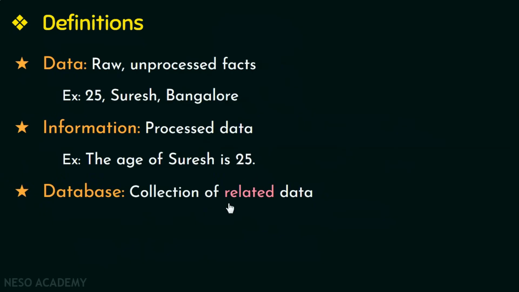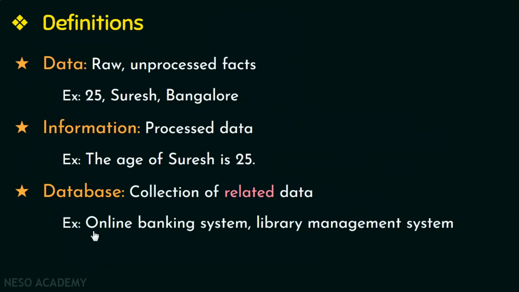Next, let us see what is a database. Database is a collection of related data. Now, a random collection of data or data that is not related cannot be referred to as a database. It has to be a collection of related data. Like for example, the data in an online banking system database has to be related to that particular bank. Similarly, the data in a library management system database has to be related to that particular library. So this is what we call a database.